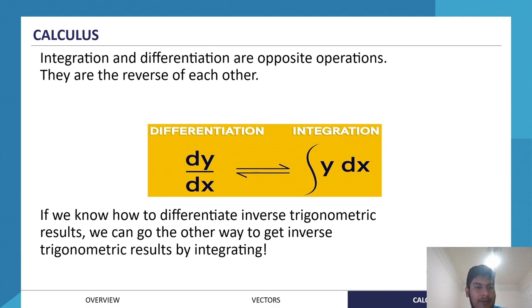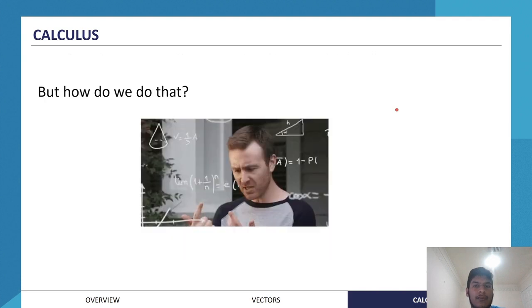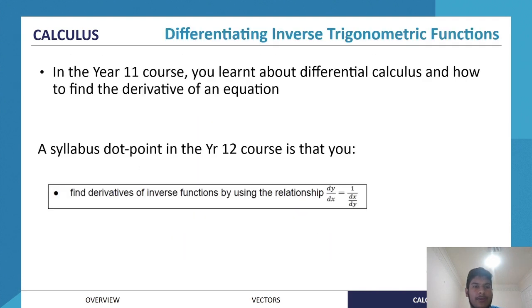So if we know how to differentiate inverse trig functions, we can actually go the other way to get inverse trig results by integrating. We're relying on the fact that differentiation, dy/dx, is the opposite of integration. So if we see something that we know is a result of differentiation, we can use that to figure out what the original is. So that's going to be integration, and I'll talk about what that means in a second.